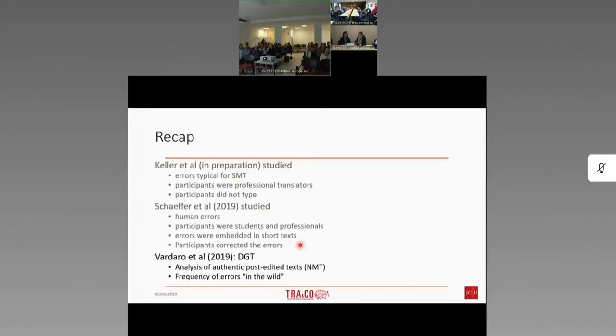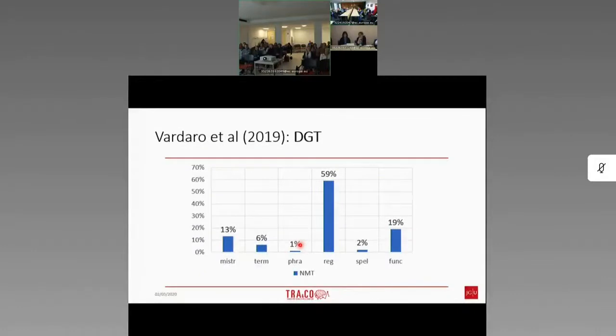So, the first study I showed you, we looked at errors that are typical for SMT, Statistical Machine Translation. The participants were professional translators, and we had these other groups as well. The participants did not type, so they just clicked on the word. The study I just showed you looked at human errors. We had students and professionals, and participants read whole texts and corrected the mistakes. And now, the current study, we look at the errors that were produced by the NMT here, corrected by the people here. And we looked at the frequency of these errors in the wild, in the actual wild here.